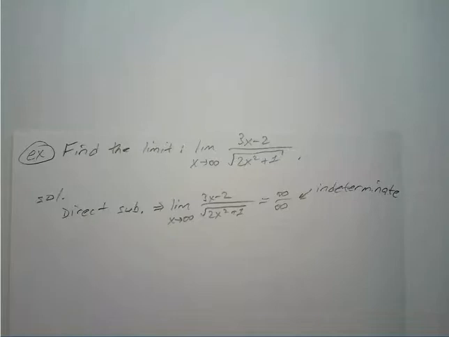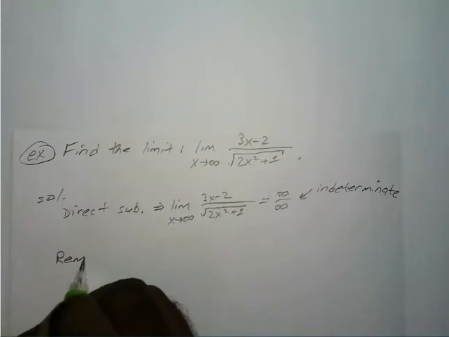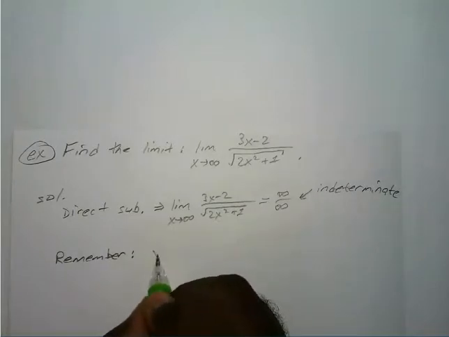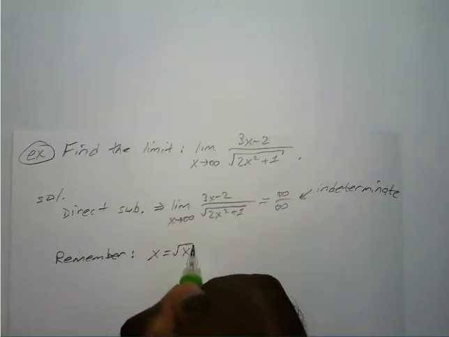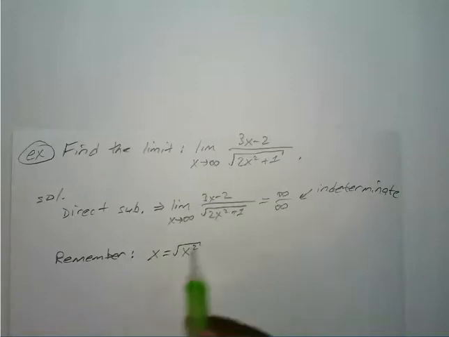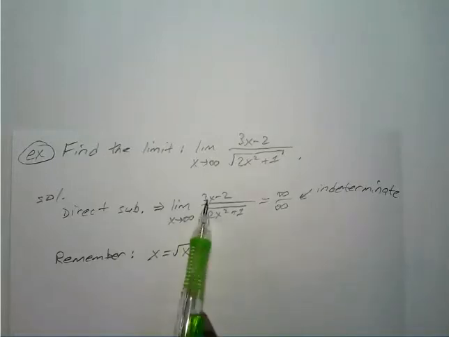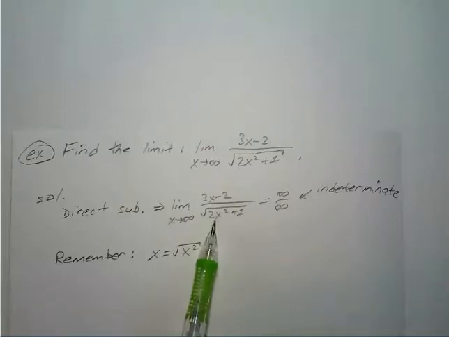Alright, so what do we do? Well, you do the same thing here. You look at the lead variable in your denominator. You want to remember that x is equal to the square root of x squared. The square and the square root cancel each other out. Why is that important? Because we're going to divide each one of those terms by the square root of x squared.